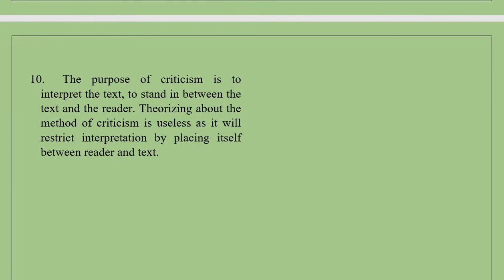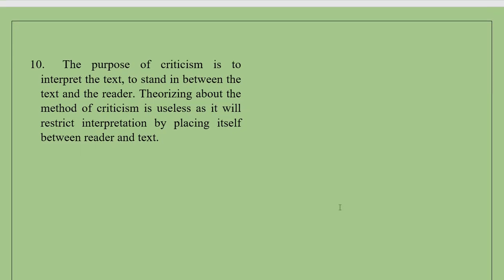Then 10th and the last one, what is the purpose of criticism? The purpose of criticism is to interpret the text. That is, to stand in between the text and the reader. Theorizing about the method of criticism is useless, as it will restrict interpretation by placing itself between reader and the text. What is the meaning of this? What is the purpose of criticism as far as liberal humanists are concerned? The purpose of criticism is to interpret the text. That is, to stand in between the reader and the text, to make the text more intelligible, more clear to the reader. So the criticism should stand in between the text and the reader.